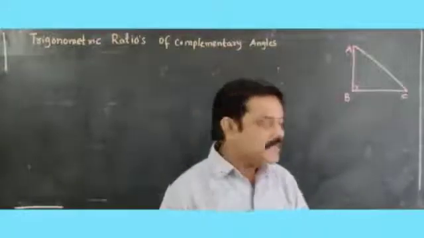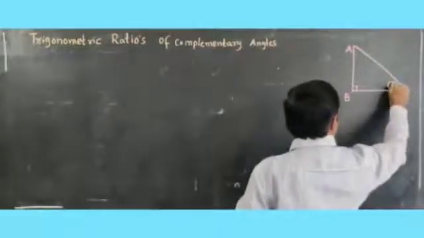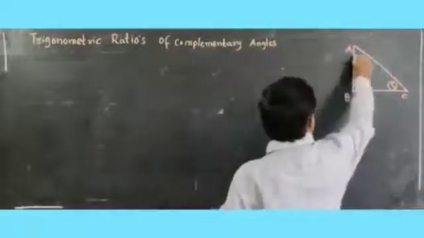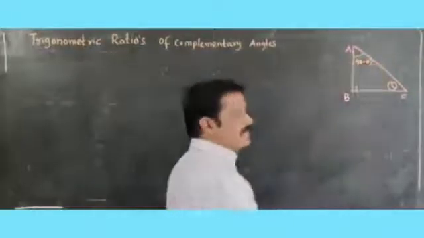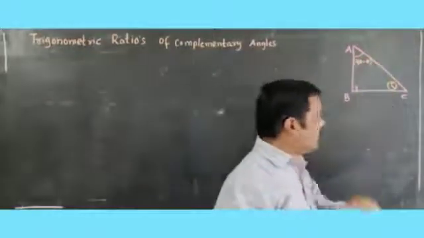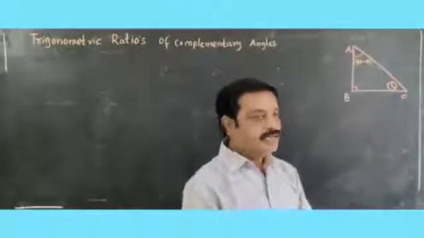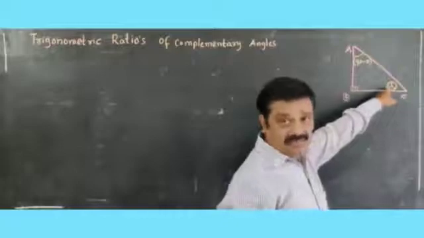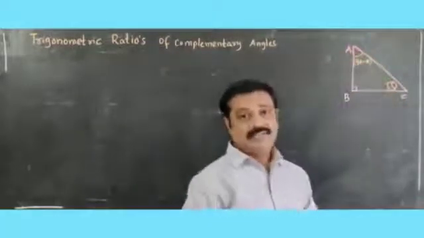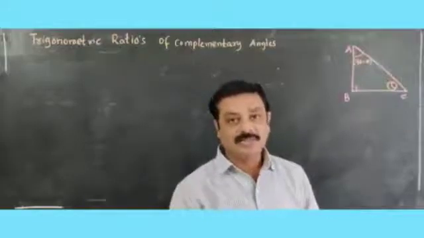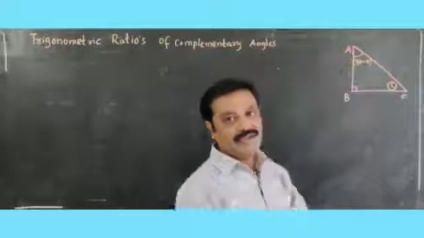Is it clear? So I am taking this as theta, which means automatically this is 90 minus theta. Is it clear or not? Example, if it is 40, that is 50, meaning 90 minus 40. If it is 60, that is 30. If it is 20, that is 70, because the sum of the two angles is equal to 90. Simply, I am assuming that this is theta, so that is 90 minus theta.